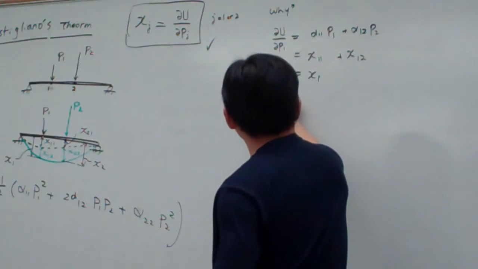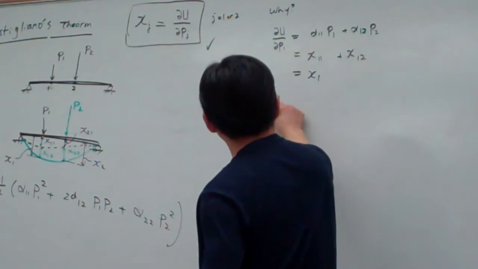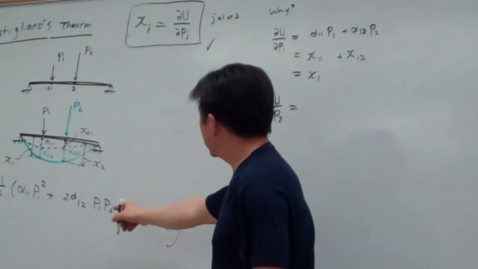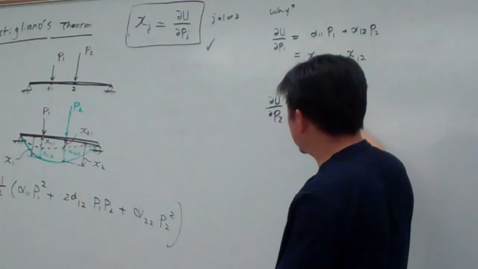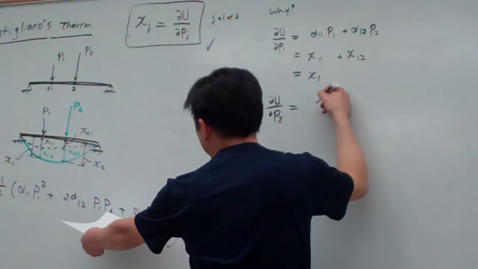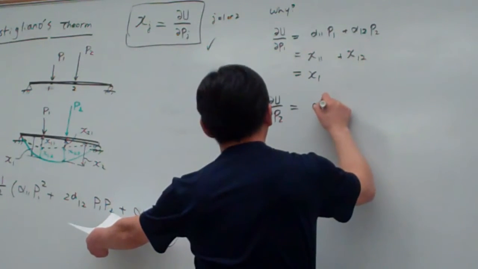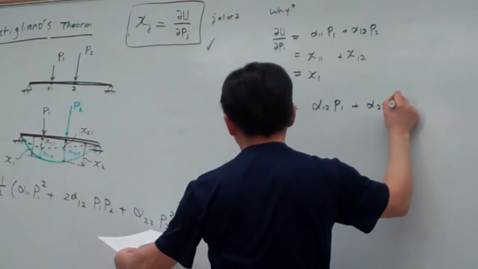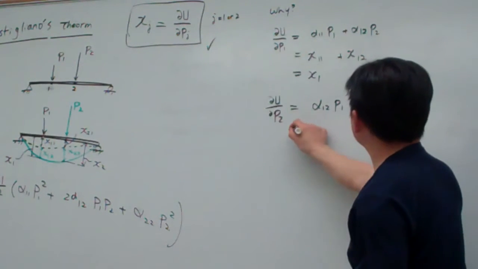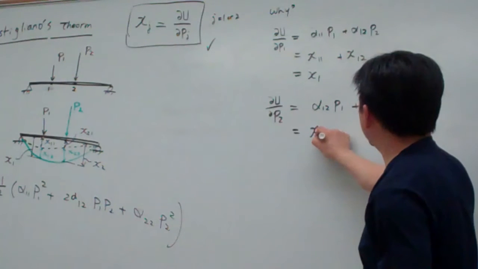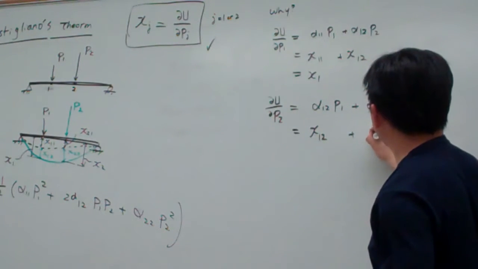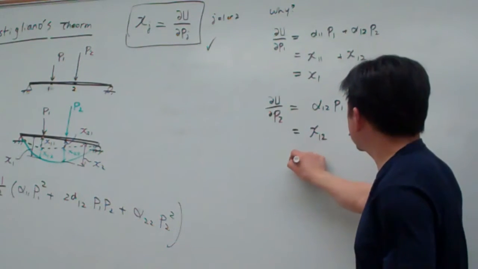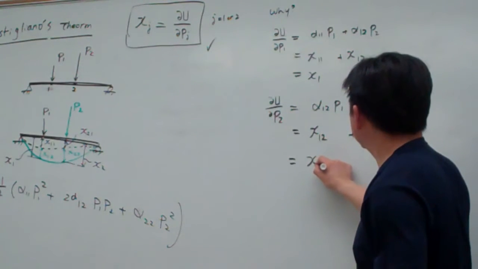And we can repeat. If you like, we can do one more time, partial U, partial P2, and see what happens. Per this equation, taking the partial derivative with respect to P2 gives alpha 12 P1 plus alpha 22 P2. So this one is x12, this is x22, and this gives the dimension, this is x2.